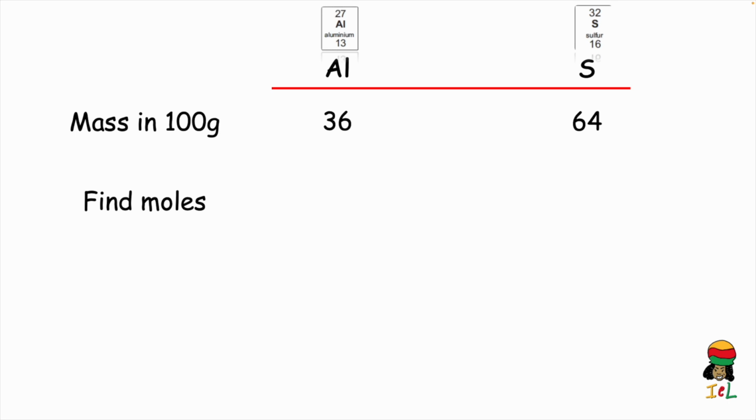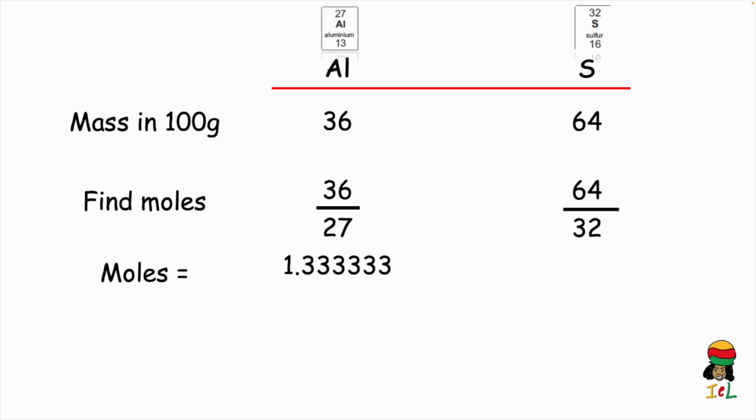Next, we find the number of moles by dividing the masses by the molar mass or the mass number of each element. Aluminium becomes 36 divided by 27 and sulfur 64 divided by 32. So the answers in moles become 1.333333 and so on for aluminium. That's a recurring decimal. And for sulfur, it is 2. Of the 2 moles that we have just calculated, the moles for aluminium is less than that of sulfur.